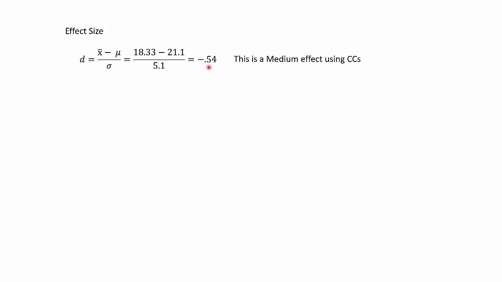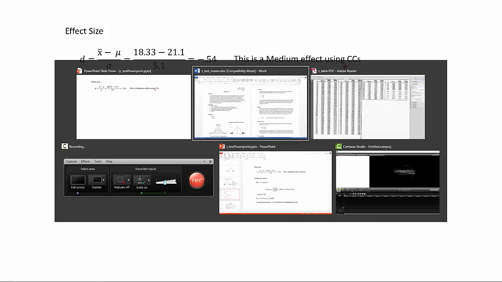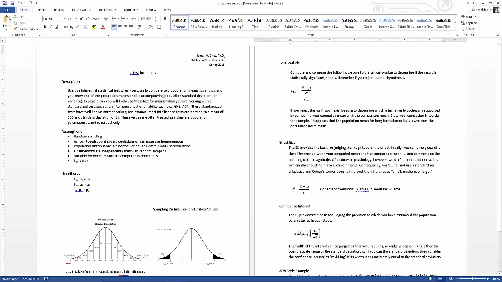We can take the absolute value of this and just use 0.2 as small, 0.5 as medium, 0.8 as large from Jacob Cohen. And we can conclude then that this is a medium effect using CCs, which means Cohen's conventions. And I'm going to talk more about these Cohen's conventions a little bit later. But right now, let's just go through the steps here. We've got a medium effect. We go back to our chart here, or our handout, and we see that the confidence interval is what we need next. So we'll lift this formula off the sheet.